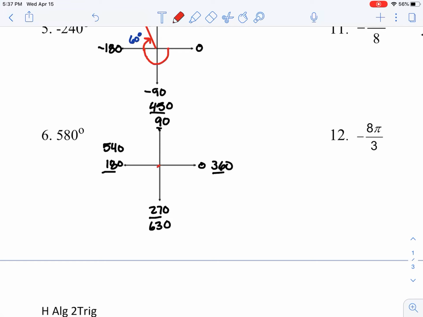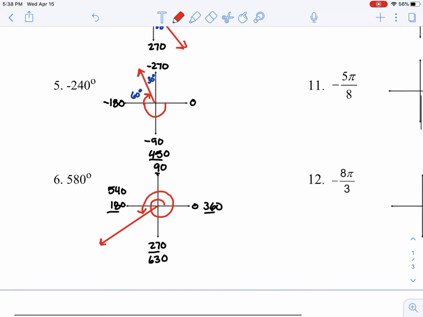Where do I land in between those two? Well, I land 40 away from here. So if I was going to draw my swirl this time, watch my swirl. It went all the way around and then hit. That's why that swirl piece is important, because you need it on those 580 angles.